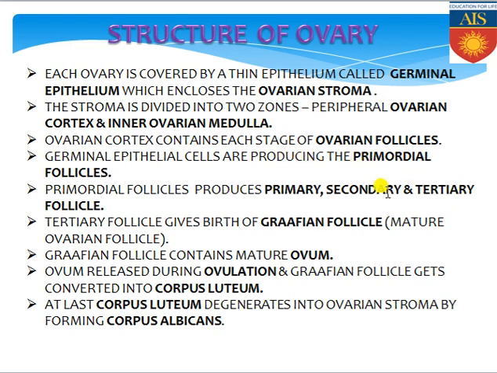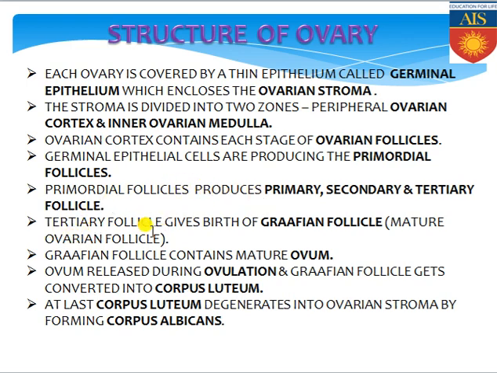So let's see the types of ovarian follicles that can be found. First of all, the germinal epithelial cells are producing the primordial follicles. I have already told you the ovary is surrounded by the germinal epithelial cells. So that germinal epithelial cell is producing the first kind of follicle, the primordial follicle, or the basic follicular structure. This primordial follicle produces the primary follicle, secondary follicle and tertiary follicle respectively, because when the primordial follicle matures, these specific follicular structures are produced.